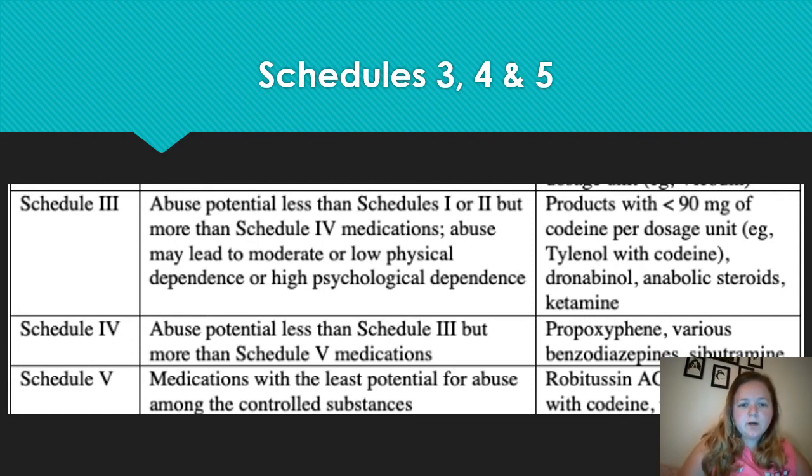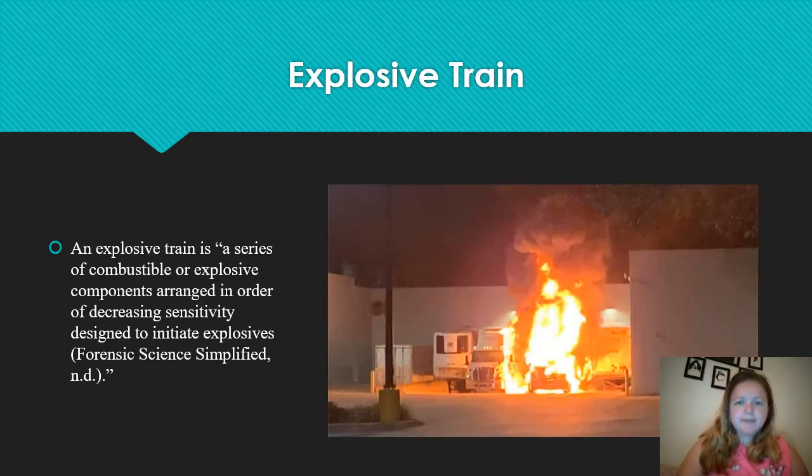And so for Schedule 4, the potential is even less for abuse. So those contain propoxyphene, I can't pronounce these, sibutramine, and then Schedule 5 is the least potential. So those would be like the over-the-counter cold medicines that have Robitussin, that have codeine, things like that, that you're not as likely going to get addicted to them or abuse them. I mean, that's not to say it doesn't happen, but it's less potential for that.